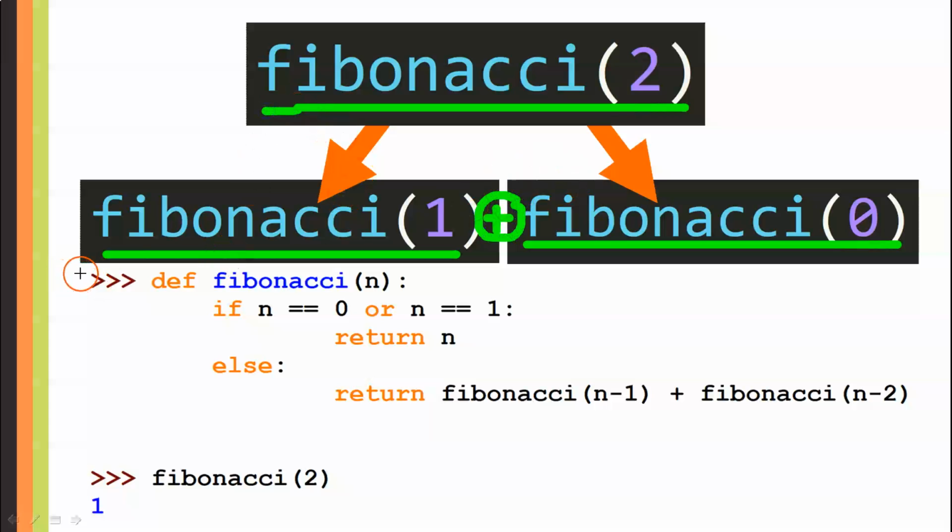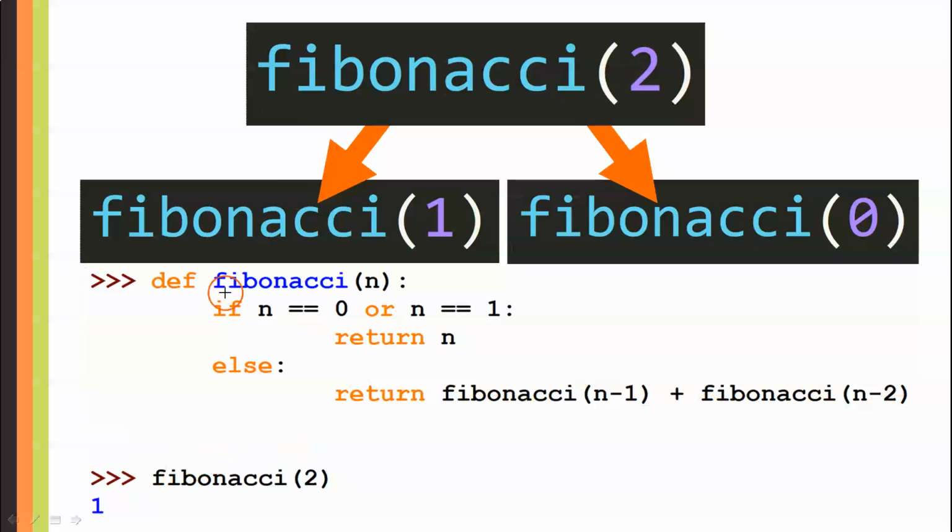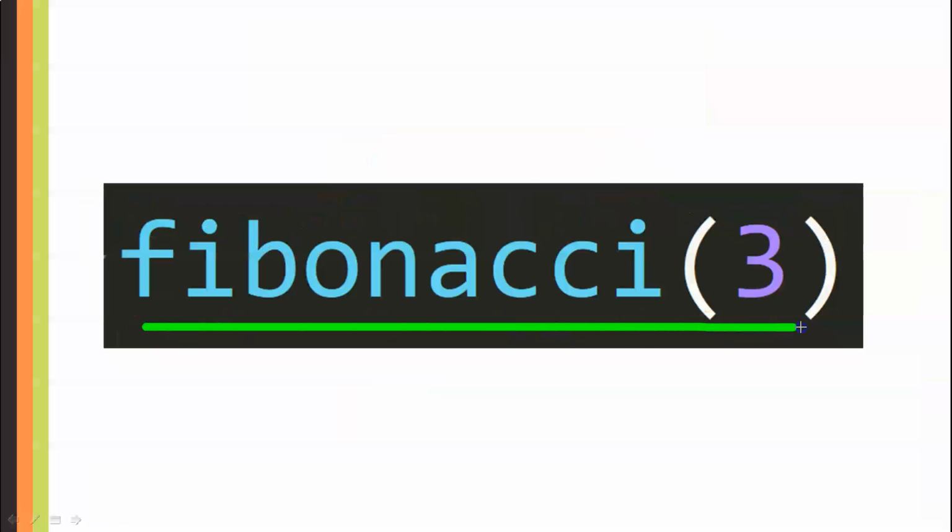Here we have the code in the interactive shell. We define the function Fibonacci, and here you can see the recursive calls. And if we call the function right here, you can see that the return value is 1, exactly what we expected, the third element in the sequence. And what do you think will happen if we have Fibonacci of 3? If we want to find the fourth element in the sequence, remember that we're starting to count from 0.